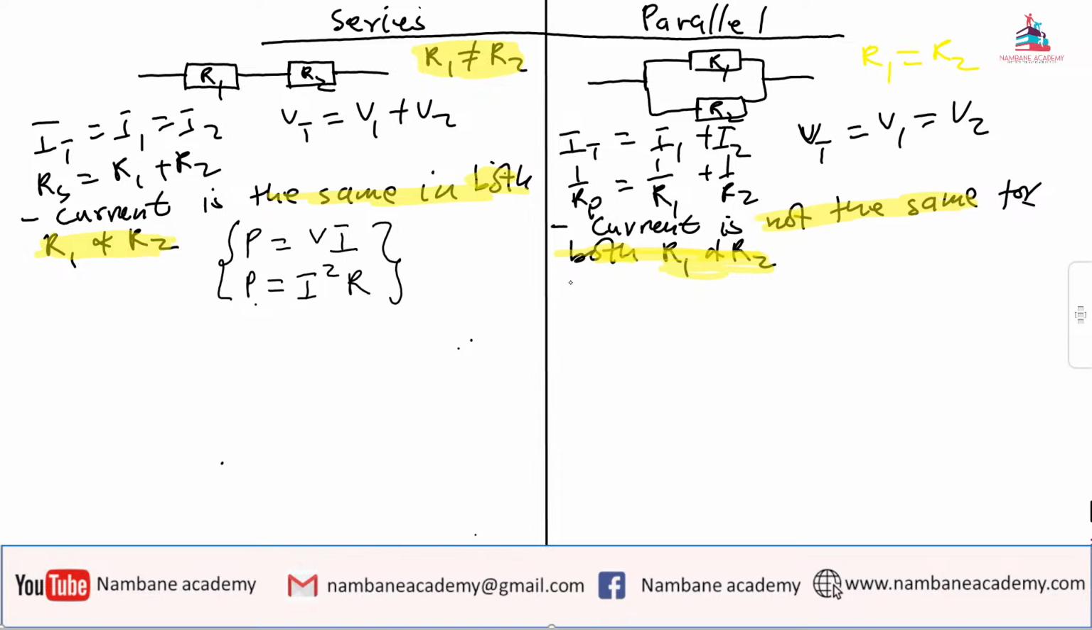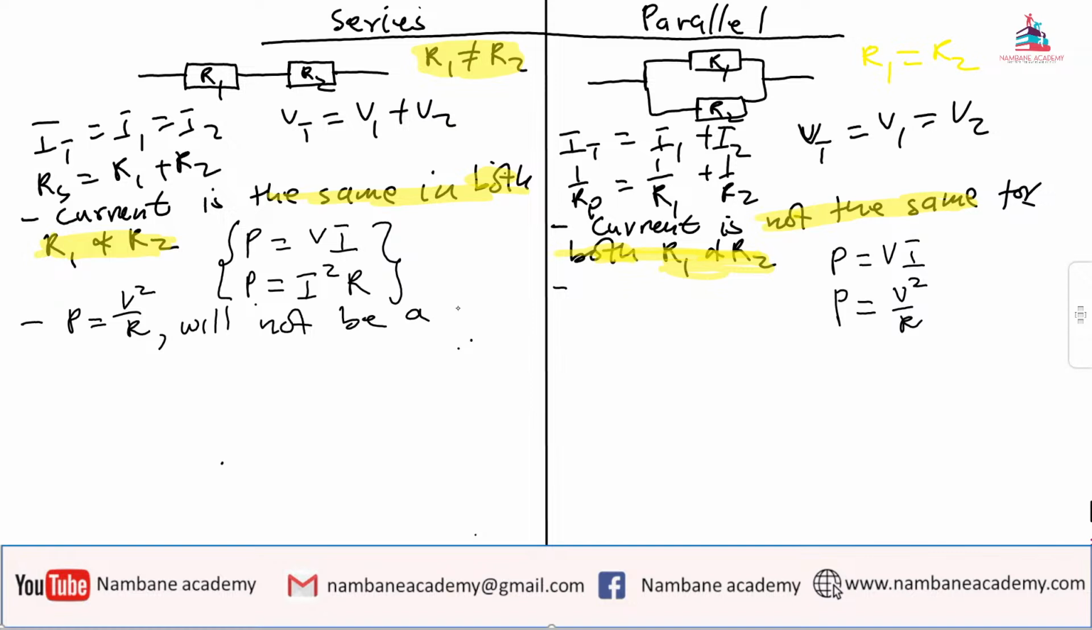Let me do the same this side. The relevant equations will be P is equal to VI and P is equal to V squared over R. I am going to explain now. Explaining this, I am going to say, but if I have P is equal to V squared over R, it will not be a fair comparison.